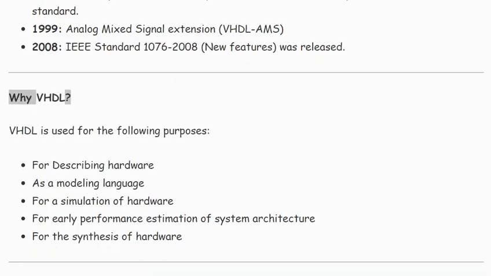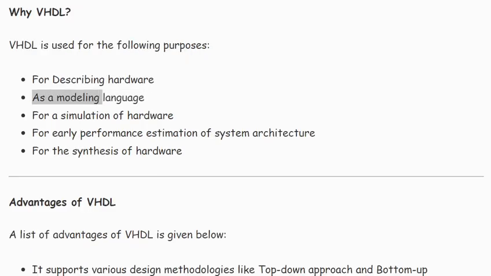Why VHDL? VHDL is used for the following purposes. For describing hardware. As a modeling language. For simulation of hardware. For early performance estimation of system architecture. For the synthesis of hardware.